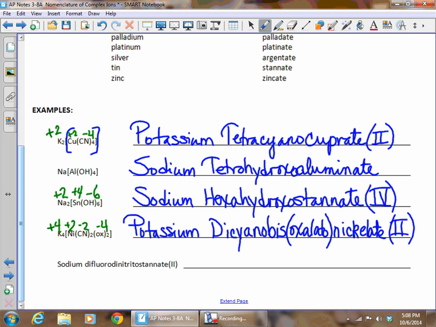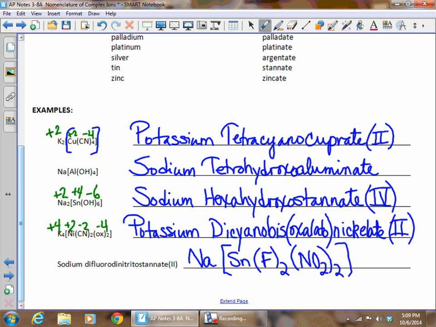Okay, finally, let's do one where we write the formula. We know sodium's first. I know this has been quite the set of notes, but hopefully you've tried to do some of these on your own as we've gone through here. We've got difluoro, dinitrito, stannate(II). So we know that the tin is going to go here. And we know that it's got difluoro, so 2 F's. Dinitrito, 2 NO2s.